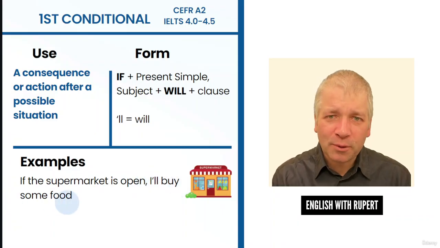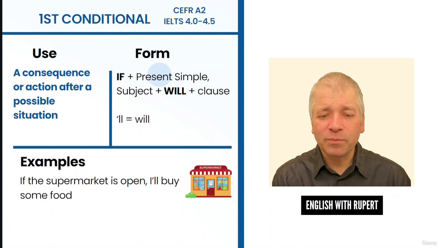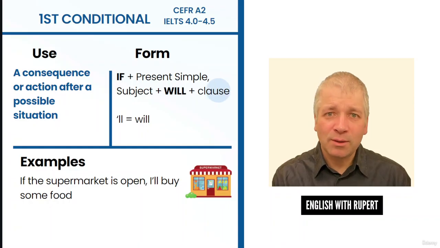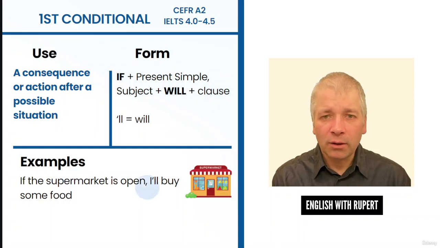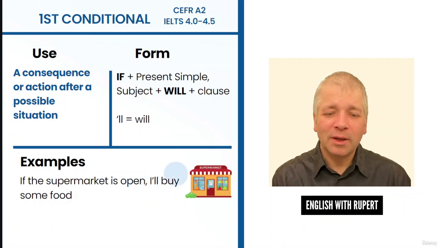And that's the purpose of the sentence beginning with if, followed by a present simple clause. If the supermarket is open, is in the present simple. So if, present simple clause, that's the possible situation. Then subject followed by will, followed by clause for the consequence or action. I will buy some food, verb, and then the rest of the sentence.